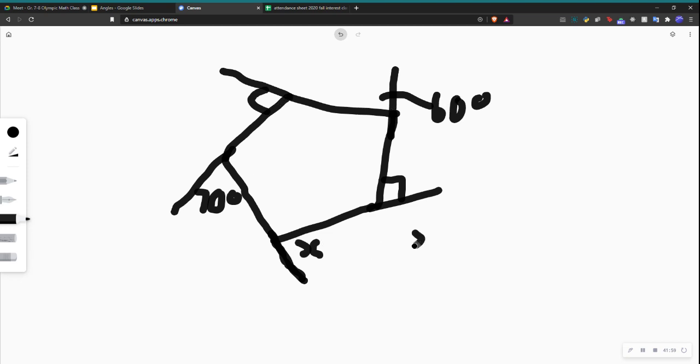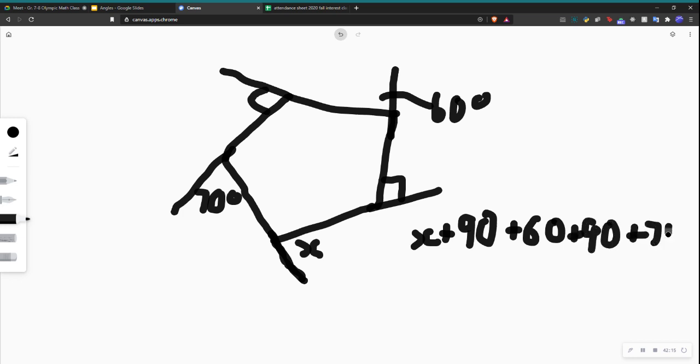So we have x plus 90. I guess we'll just go counterclockwise. So x plus 90 plus 60 plus 90 plus 70 gives you 360 degrees. Let's use this. So this means that x plus, so we have 90 plus 60 plus 90 plus 70. That should give you 310.